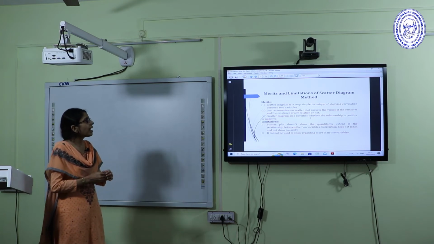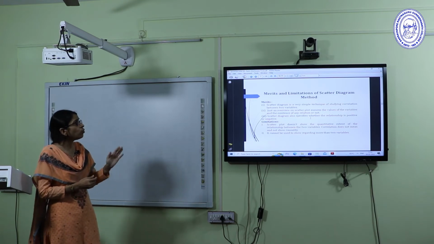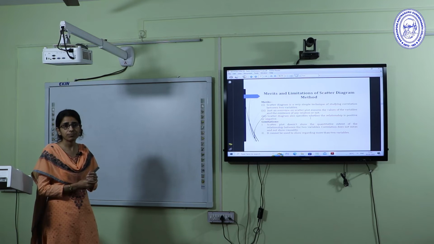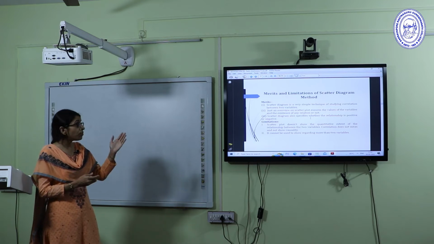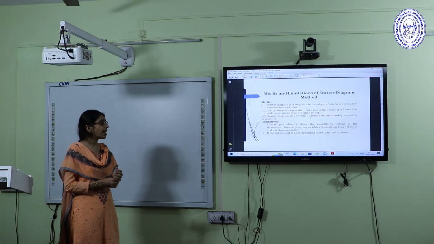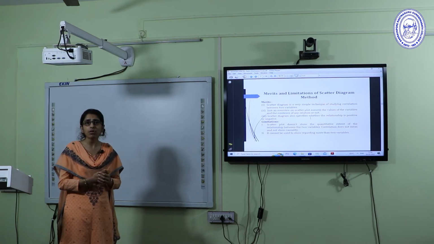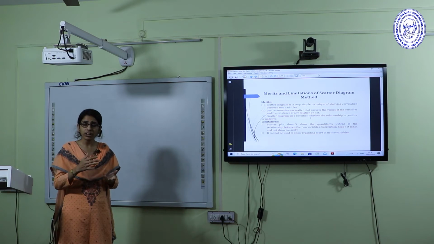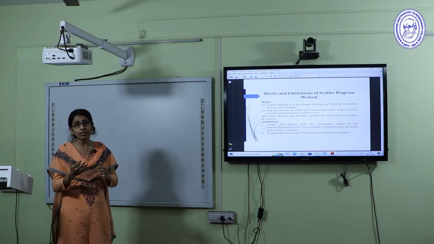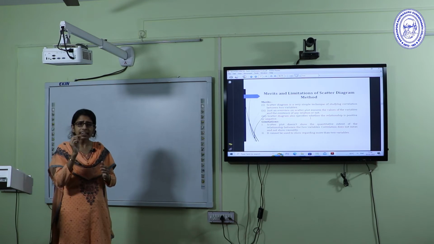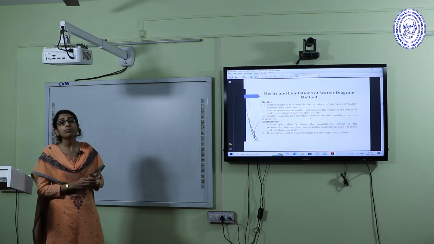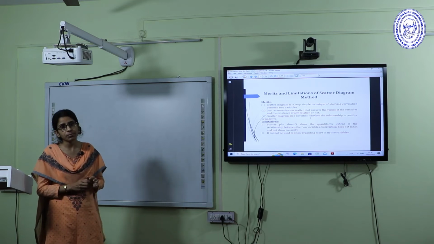The third one is that a scatter diagram also specifies whether the relationship is positive or negative. As we previously discussed, there are different types of relationship: positive, negative, zero or no correlation, linear or curvilinear. Any kind of relationship you can easily identify with the help of the scatter diagram method.